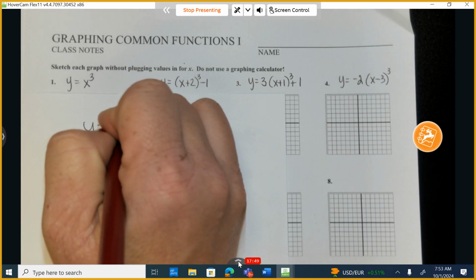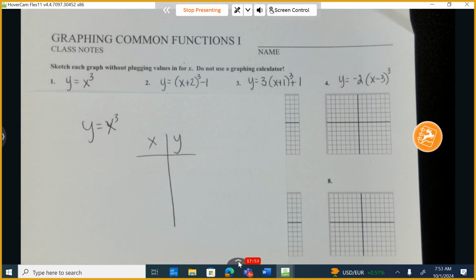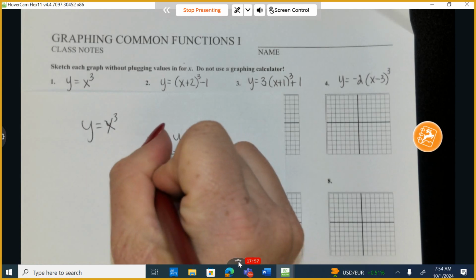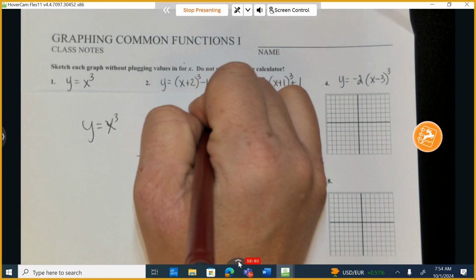So this is my function. I have x and I have y. There's no limit what I can plug in for the inputs. So I can plug in negatives, I can plug in positives. Let's do -2. So -2 times -2 times -2.